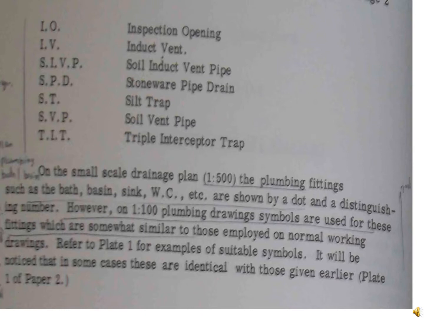On a small scale drainage plan, so 1 to 500, the plumbing fittings such as the bath, basin, sink, WC are shown by the door and the distinguishing number. However, at 1 to 100 of plumbing, the drawing symbols are used for these fittings, which are similar to those employed in the normal working drawing. So therefore, the 1 to 500 for the plumbing fittings has to be drawn, and the 1 to 100 plan is used for the normal working drawing.